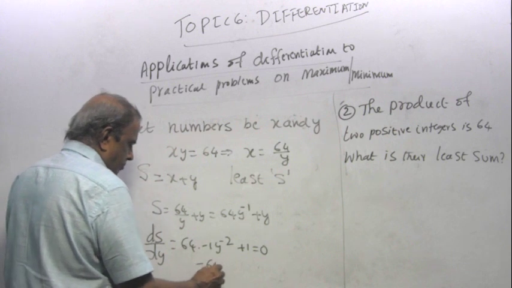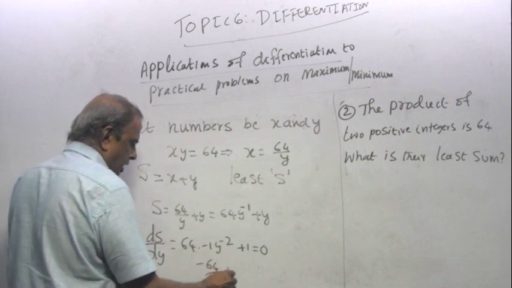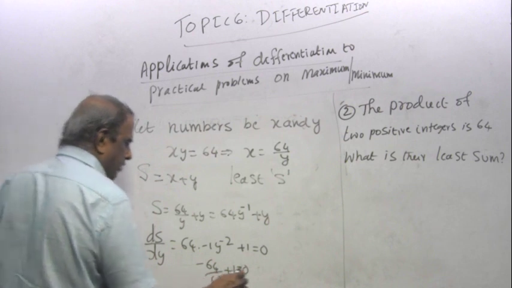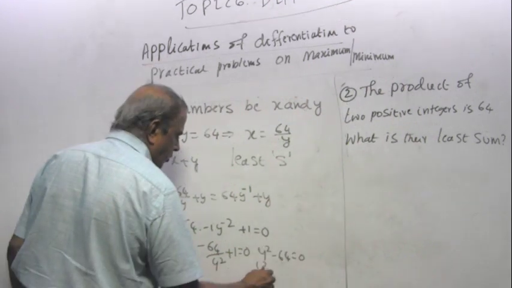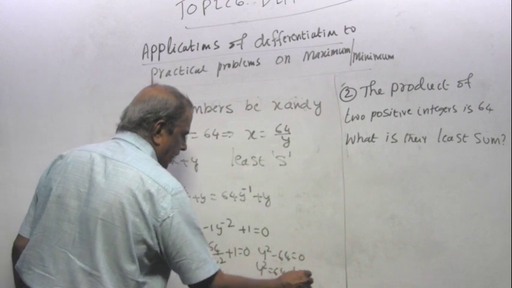I get minus 64 over y squared plus 1 is 0. Multiply through by y squared: y squared minus 64 is 0. y squared is 64. y is 8.